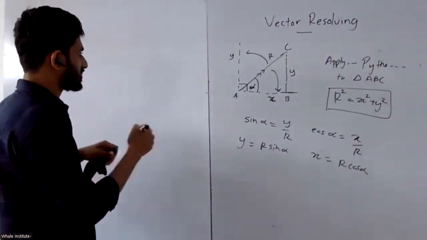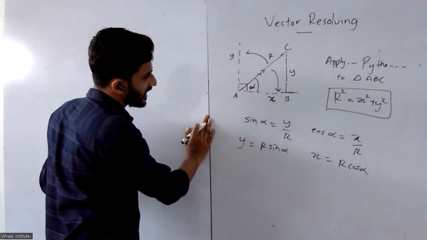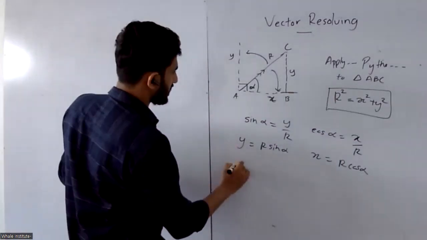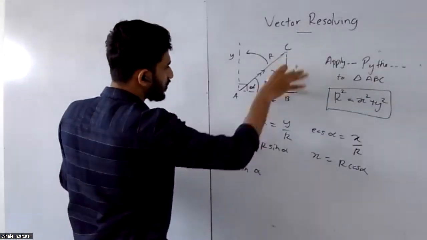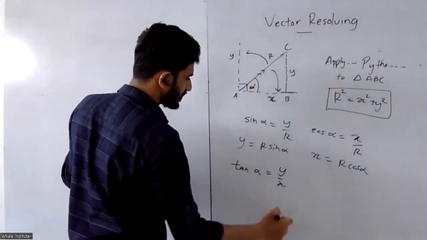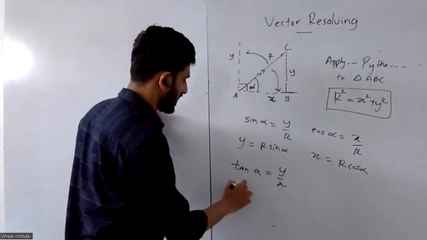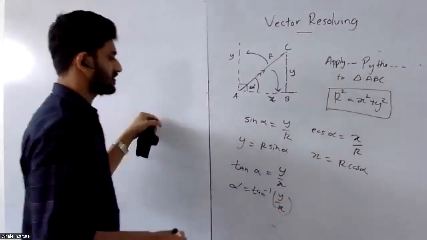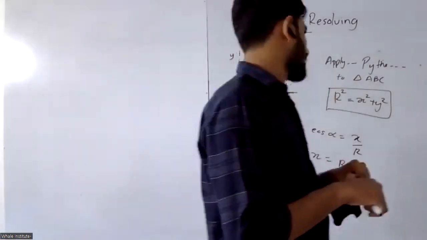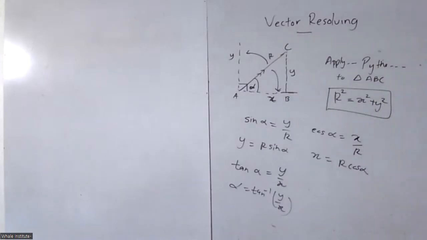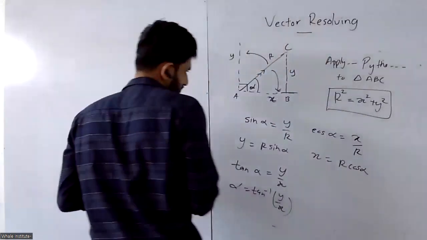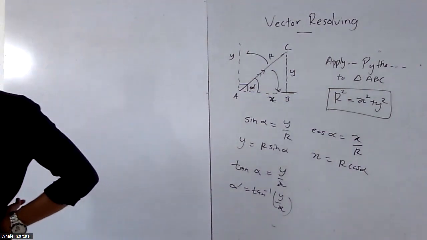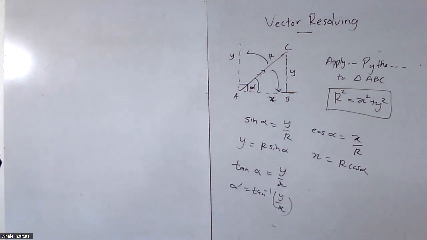Oh wait, we can find the angle also if we know the two components like this. Tan alpha, right? Tan alpha is y over x here. So if we know the two components, we can find the angle here. Alpha is tan inverse y by x, right? If we know y and x, we can find the alpha. If we know alpha and r, we can find the y and x. That's all. So you can pause the video and write all the things here. And then you can come back. And you can put some points.